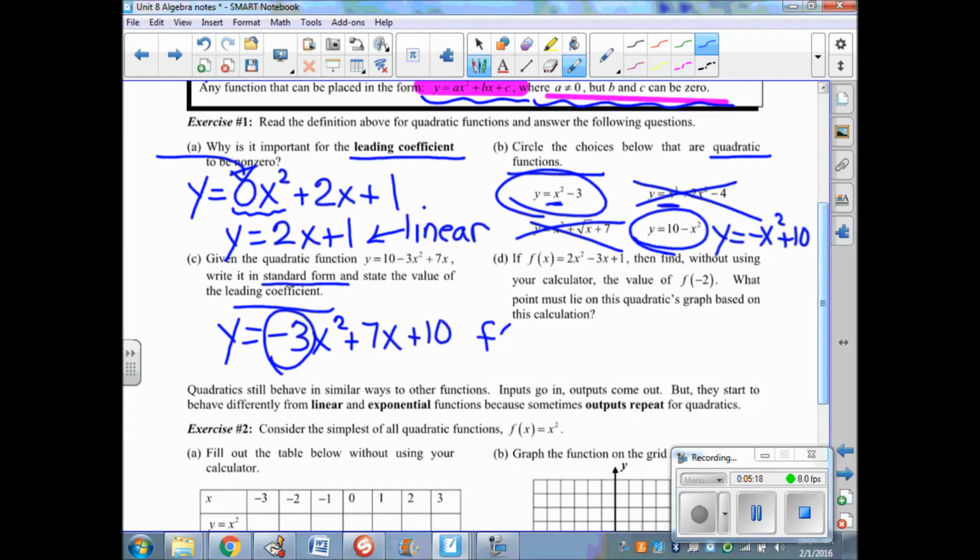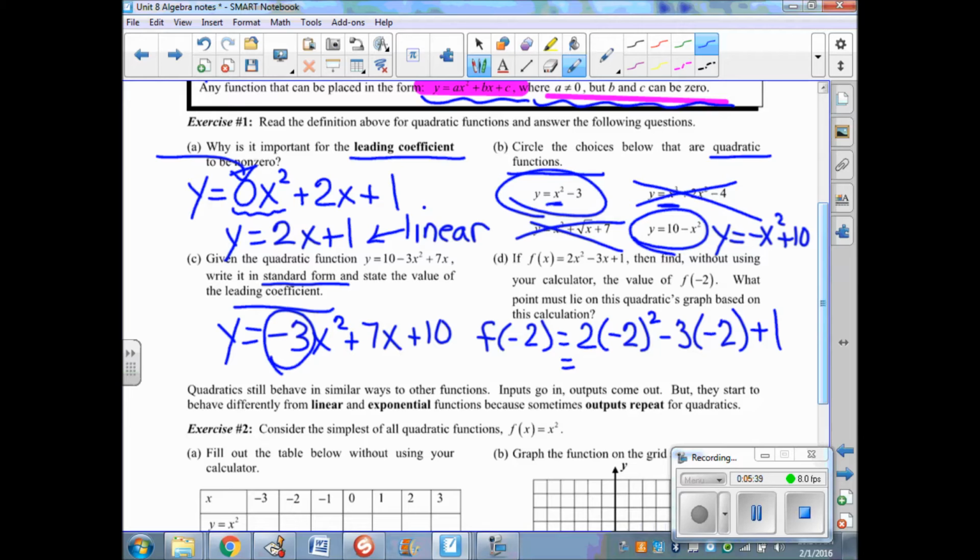So no calculator, so we've got to do a little mental math here. We're putting that -2, obviously, wherever we see our x value. So -2 is our input. We're looking for the output that goes with an input of -2. So doing some evaluating. Now be real careful here.